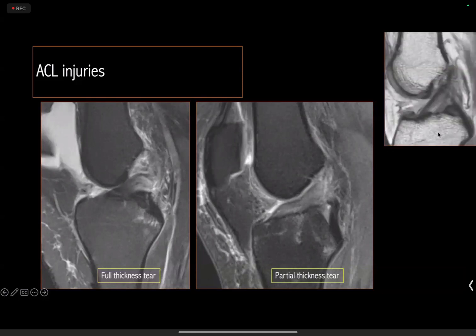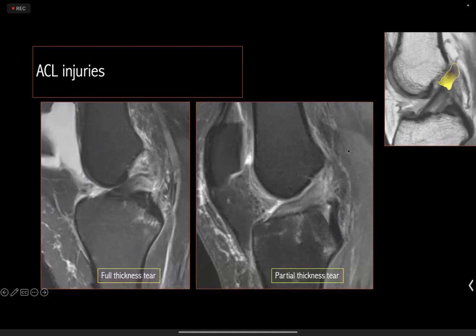I usually prefer seeing the ligament in both the sequences. I would prefer to see it in a PD fat suppressed as well as a PD non-fat suppressed, because that would tell me some more detail which would help subsequently in understanding.